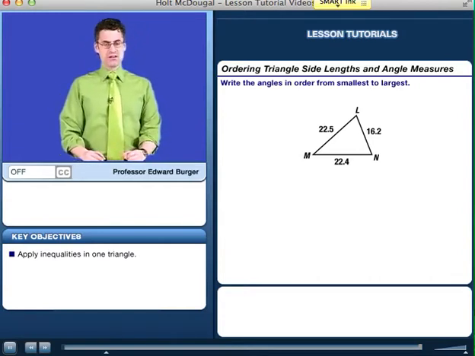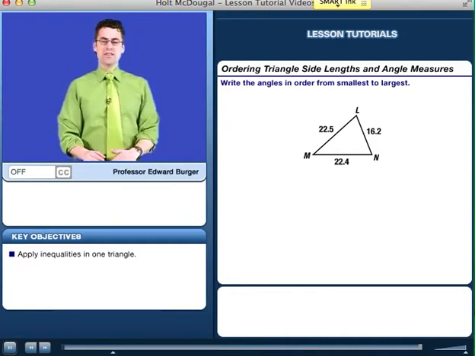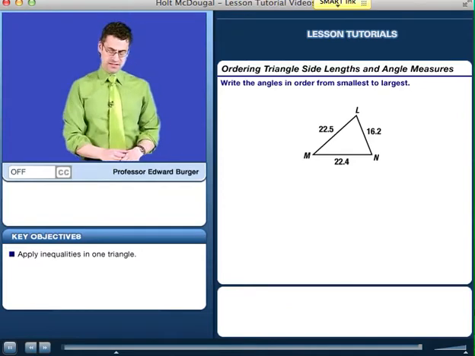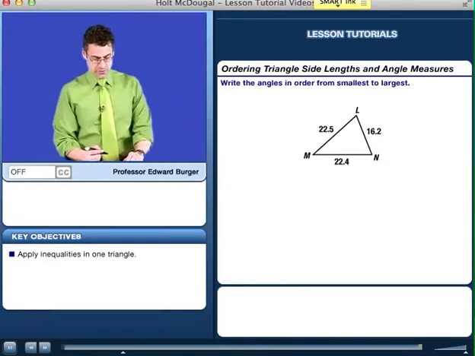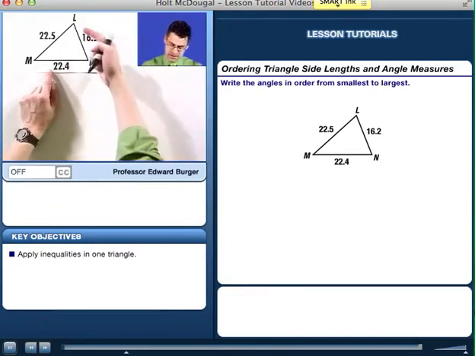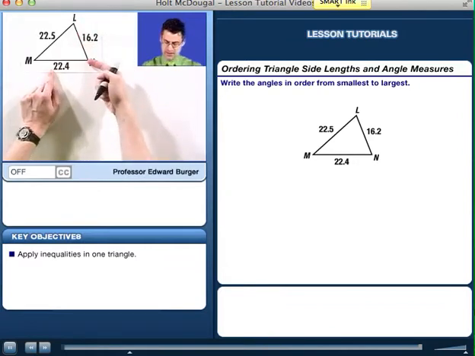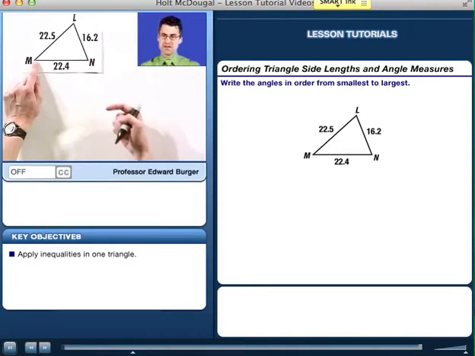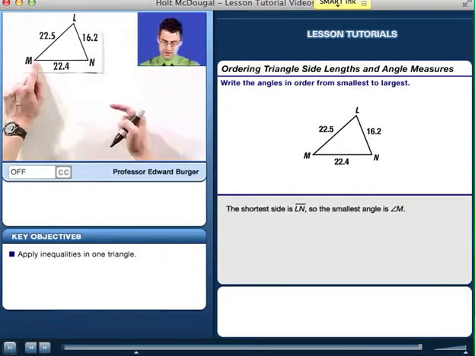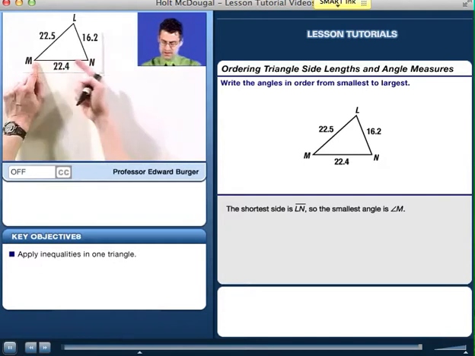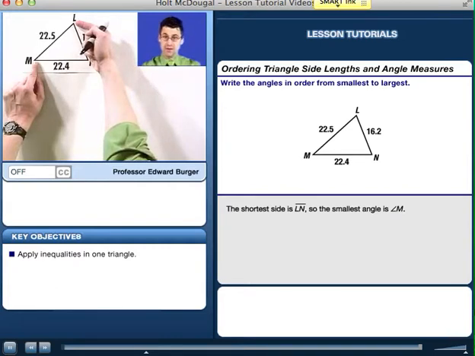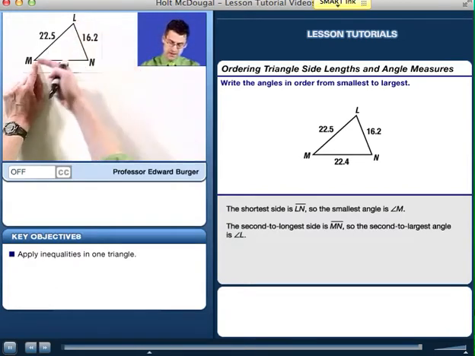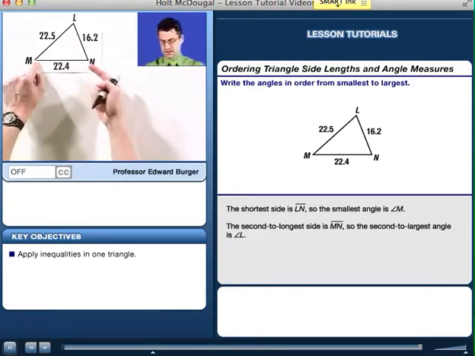Well, the fundamental theorem that we're going to use here is that if we look at two sides and one side has a larger length than the other, then the opposite angles, the angles that are opposite those sides, will have a similar size. So for example, I see here that this is the smallest side length. That means that this angle must be the smallest angle of the triangle. This is the next largest side, which means that the angle opposite, L, must in fact be the next largest. And finally, this is the largest side, and that corresponds to the largest angle.